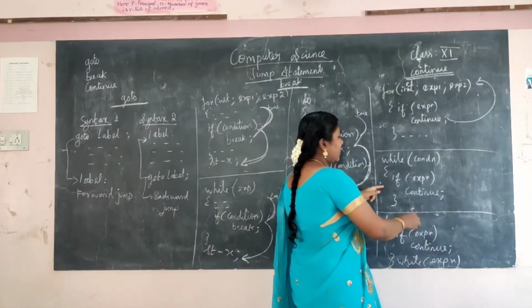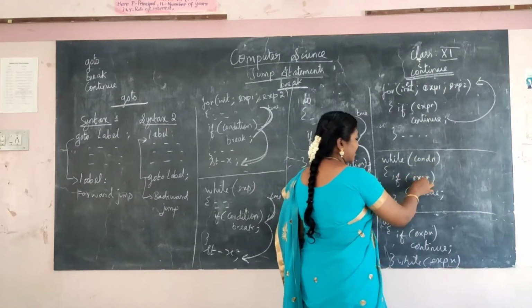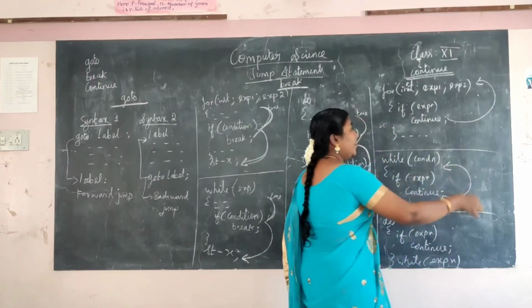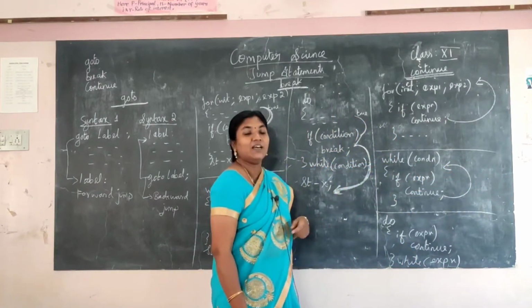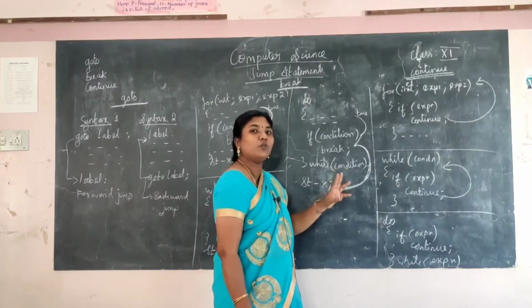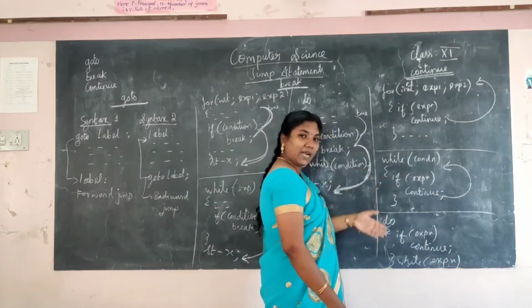Similarly in while, if the condition is true, it will get inside the loop, and if the expression is true, we have asked to continue. So again it will go and check for the next condition. If it is true, it will do the process, otherwise it will come out of it. So it will move to the next iteration, both in for, while and do while.